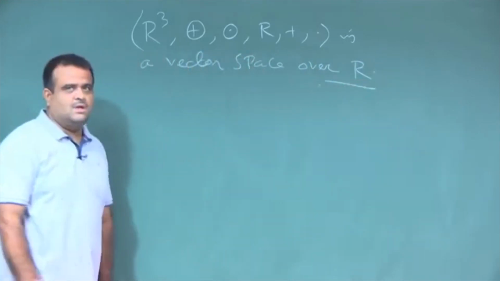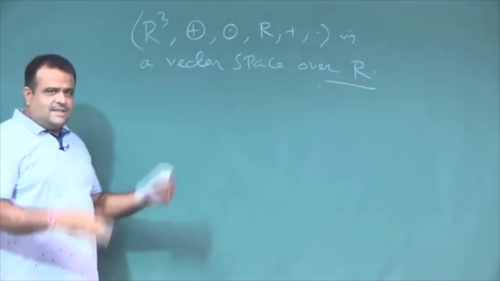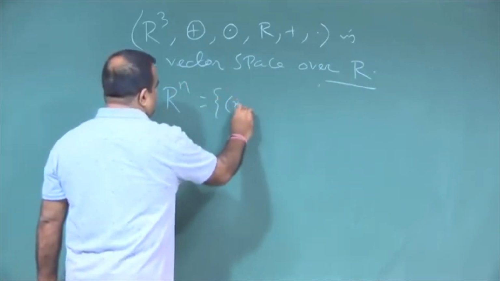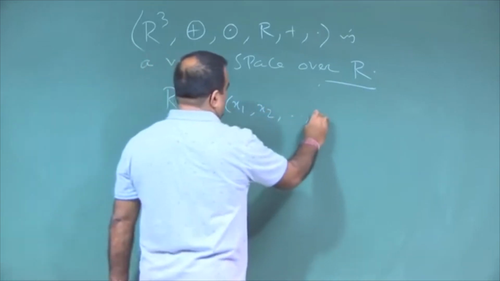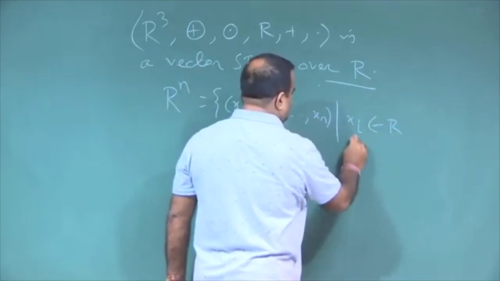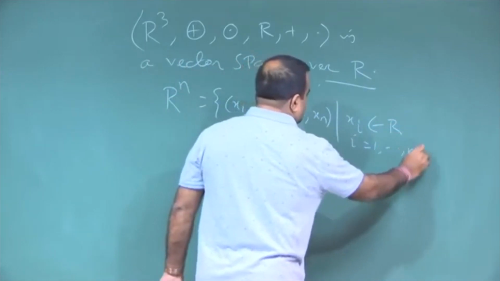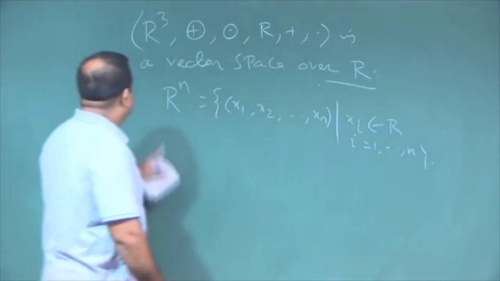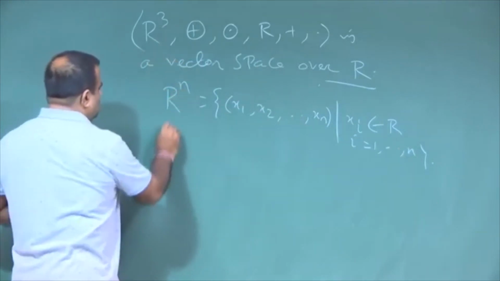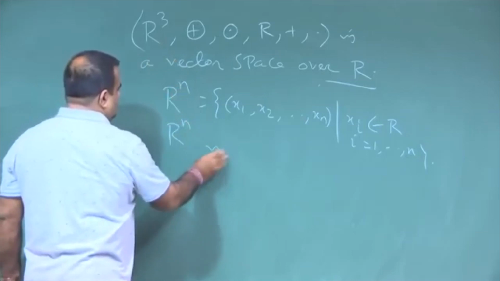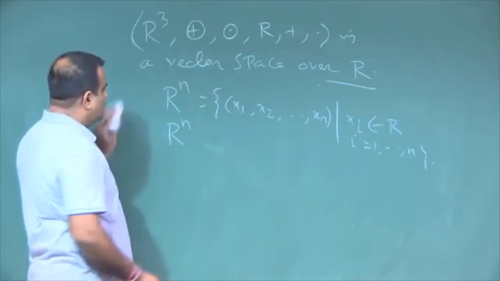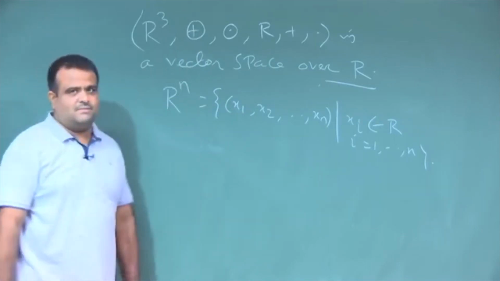This is one example. Not only R3, any R to the power n. This is basically an n-tuple where xi belongs to R. We can show this also for R to the power n, n greater than or equal to 1. Again we define it in a similar way, and this is a vector space over R. This is the real vector space.